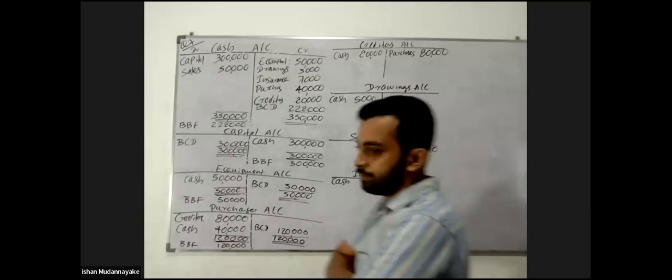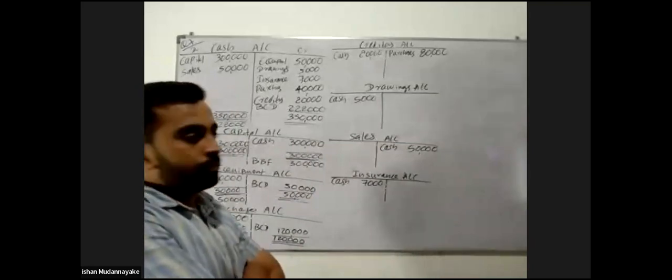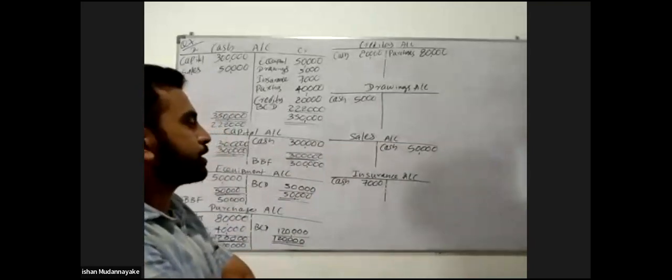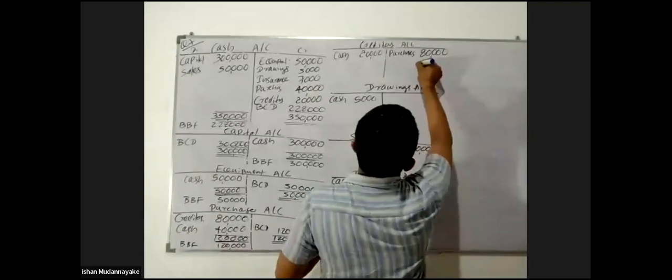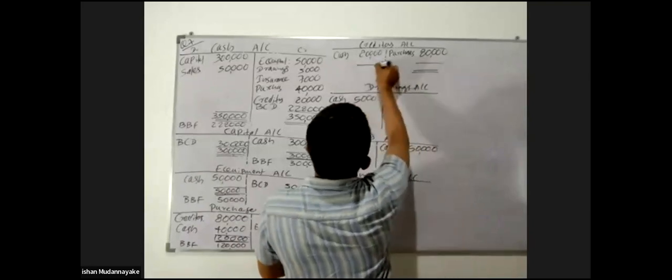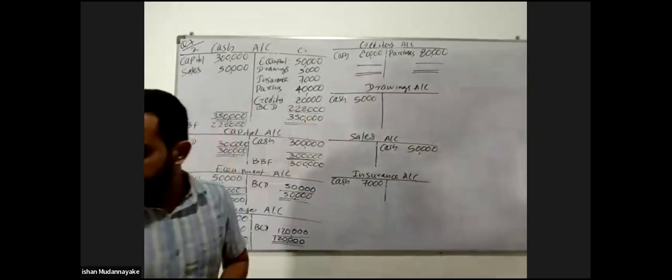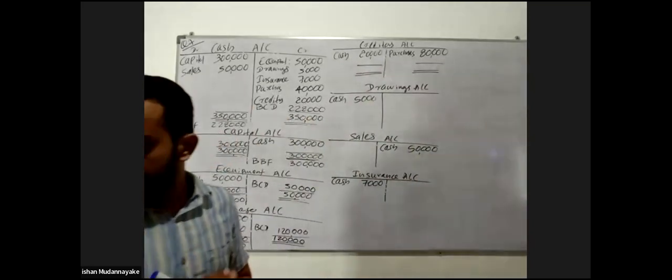Okay, then fine, right. And then the creditors account. We will balance the creditors account. Leave one line and then draw two parallel lines.